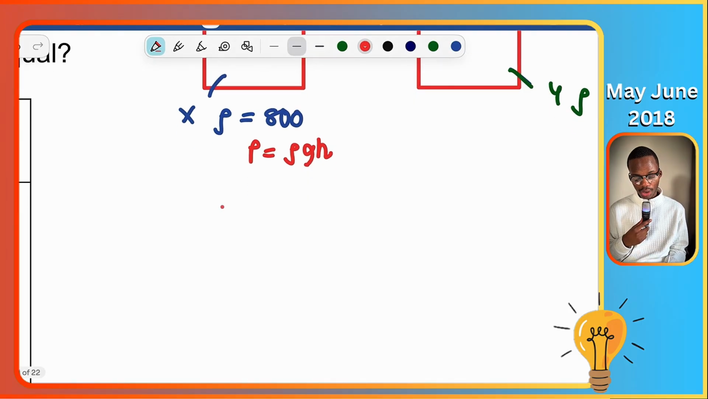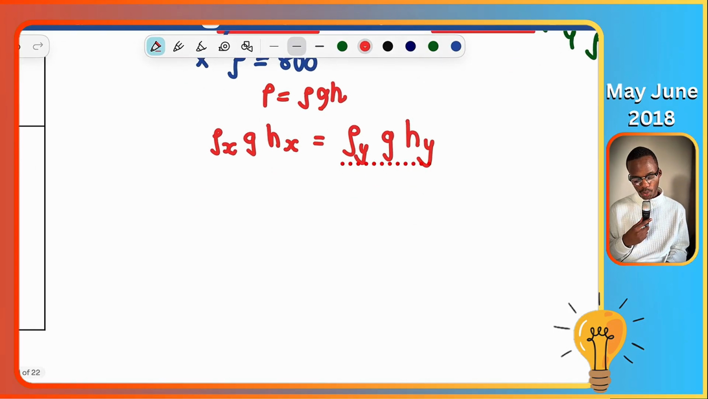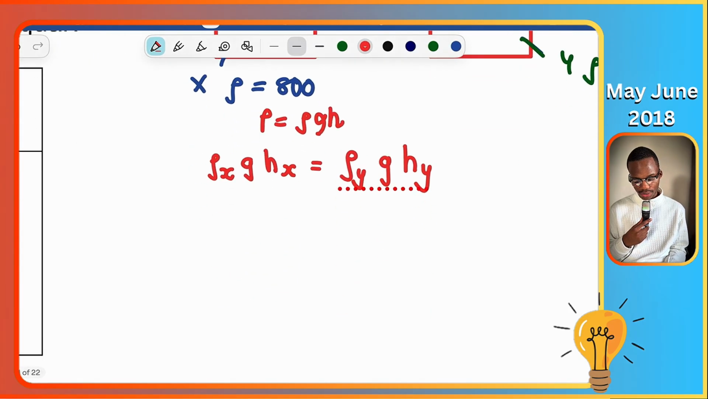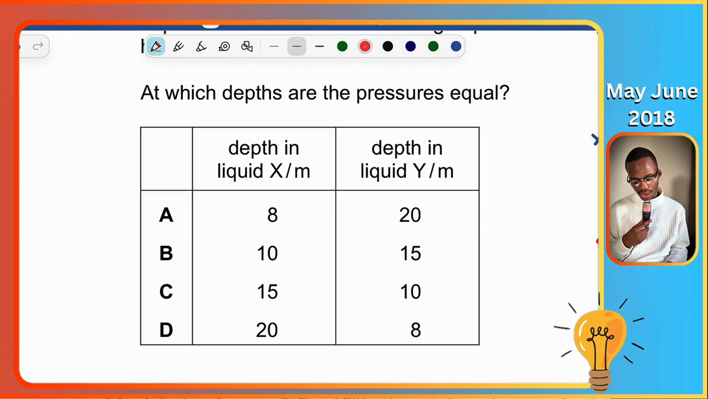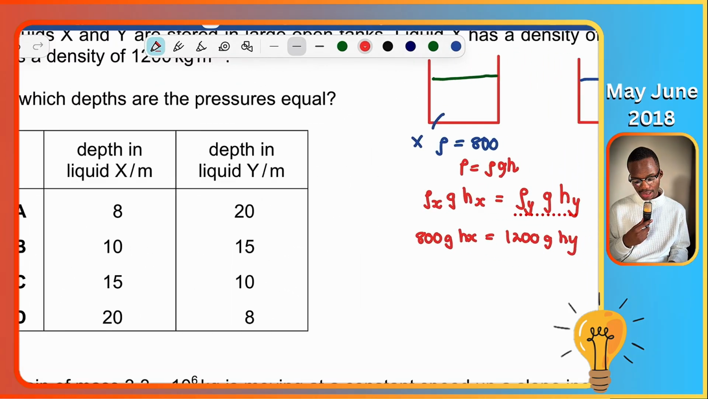So for the pressure to be equal, the pressure due to X, which is the density of X times g times the height of X, must equal the density of Y times g times the height of Y. The density of X is 800, so 800 g h_X should equal 1200 g h_Y. And in this table, we're given the depth in X and the depth in Y.